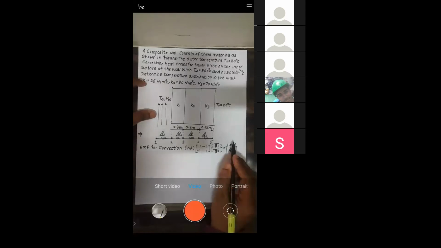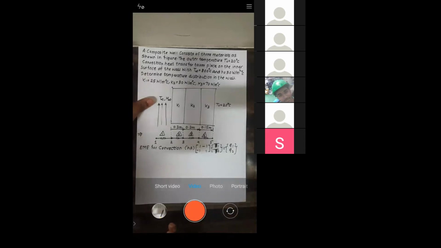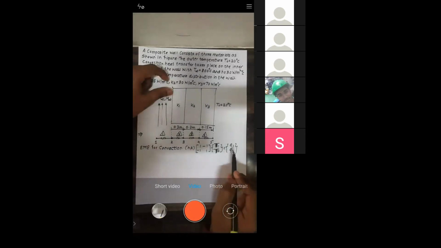See here, if you want the heat to transfer, there has to be a temperature difference, right? So T1 and T2 are the temperature difference.